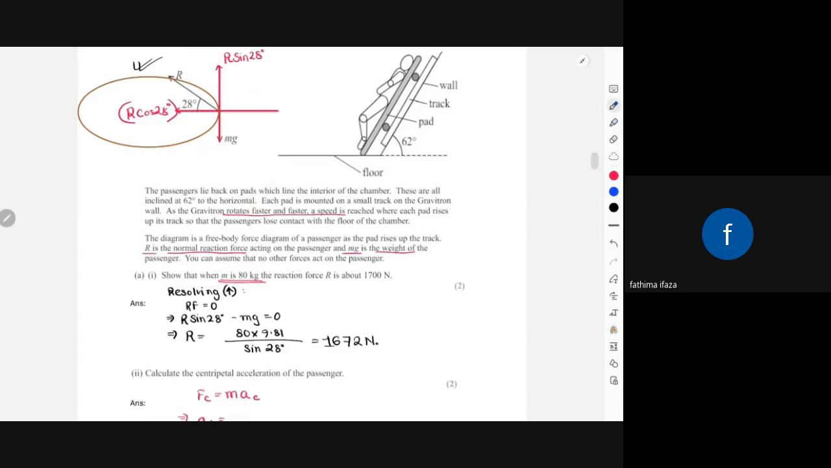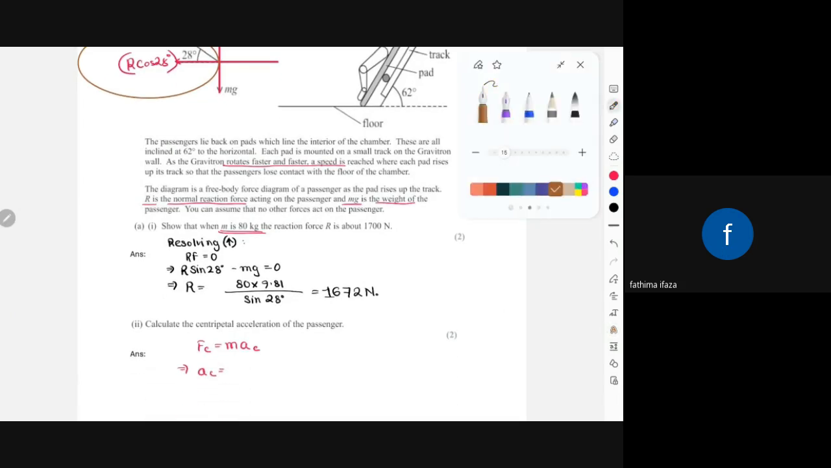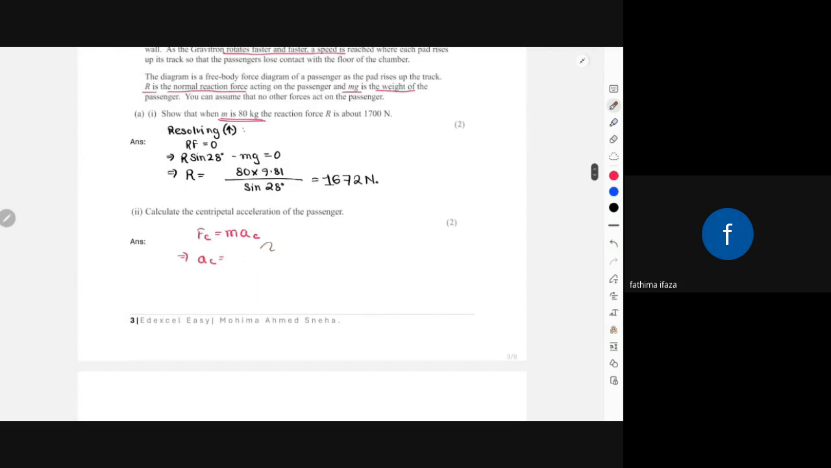Okay, then let's start with the calculations. It is not exactly 1700; we got 1672, so we'll just use that. 1672 multiplied with cos 28 degree, and then divided by the 80 kg mass. If you calculate this, you're going to get the value for acceleration. So how much is that? 1672 cos 28 degree.